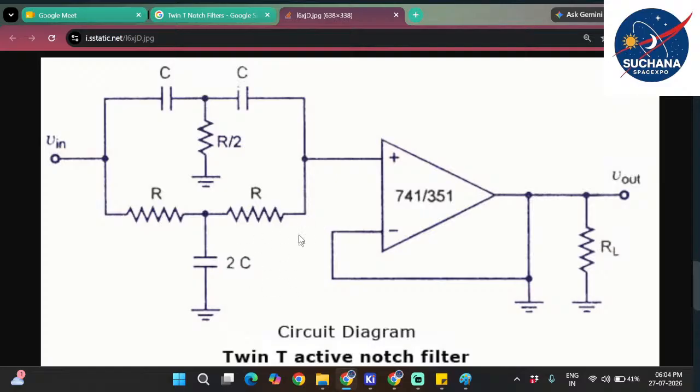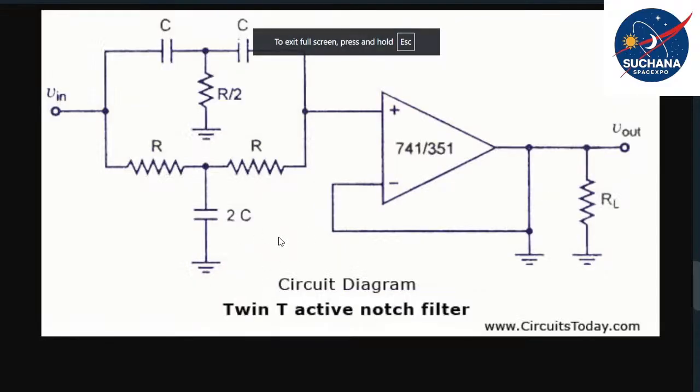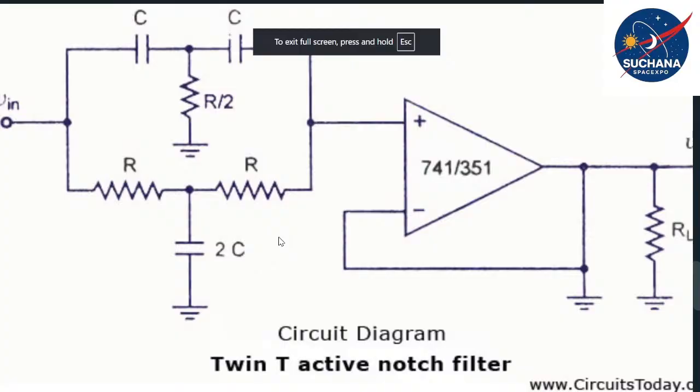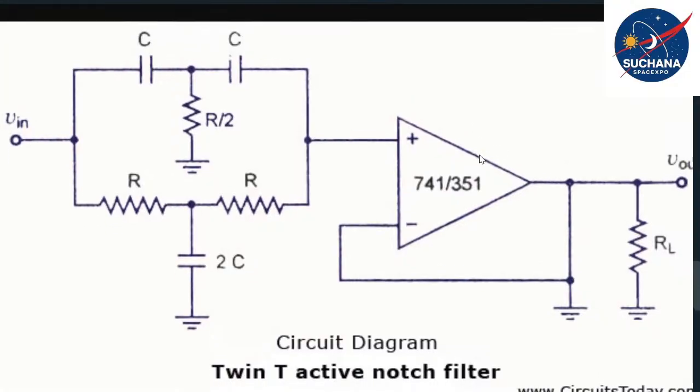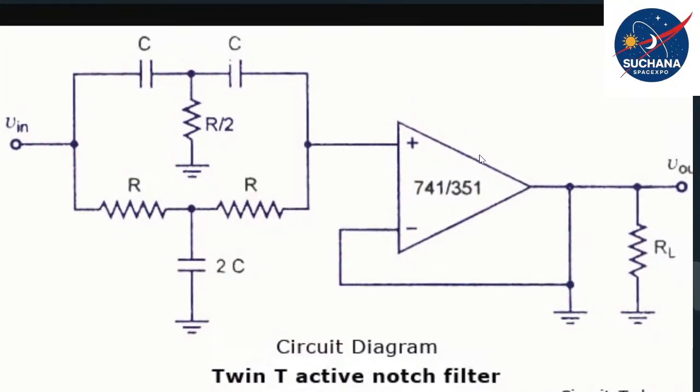Whatever circuit diagram you are seeing on the screen right now is one kind of filtration circuit. And why is this filter used? To eliminate, to reject certain frequencies in the input signal.